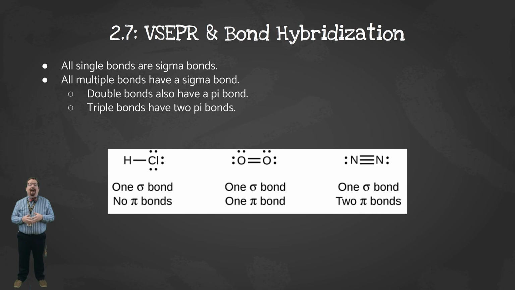Pi bonds, though, occur outside of the internuclear axis, so there's room for them. When you have one pi bond along with your sigma bond, that's a double bond. When you have two pi bonds around your sigma bond, you've got a triple bond.